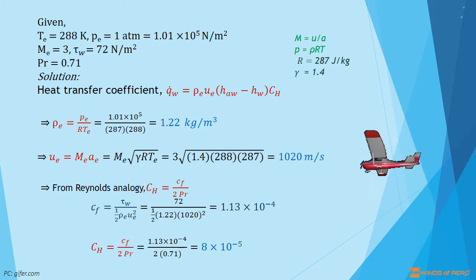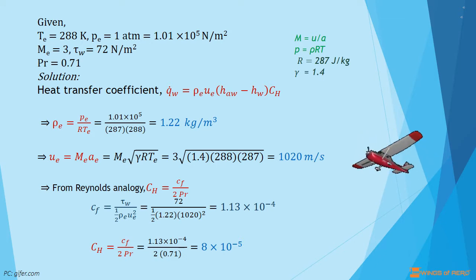First find rho E. From the equation of state we can write rho E is equal to PE divided by R into TE, where we know the pressure and temperature values, they are given. R is the gas constant, which is 287 joules per kilogram Kelvin. Substitute these values in this equation and simplify. Thus the air density at both plates is 1.22 kilogram per meter cube.